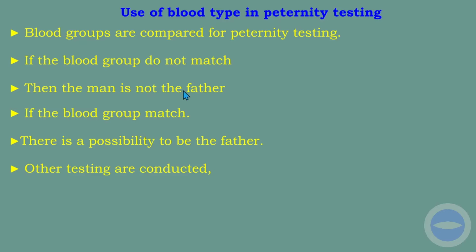So blood type is used to eliminate fathers, but it does not determine the father, because you will find that many men have the same blood type. But if the child and the possible father's blood do not match, he is not the biological father. So this is how we use paternity testing with blood type. This process is only used to eliminate the father, not to determine the father. If the blood matches, then further testing has to be conducted.